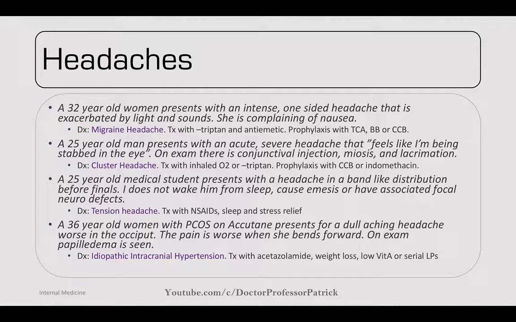Last, there's a 36-year-old woman with PCOS that's on Accutane who presents with a dull headache that's worse in the back of the head. The pain is worse when she bends forward, and on exam papilledema is seen. So this is IIH, or idiopathic intracranial hypertension. You can treat this with acetazolamide, weight loss, and lower vitamin A. You can also do serial LPs if it does not resolve. And the worrisome finding here is that you can get progressive bitemporal hemianopsia and blindness from this.